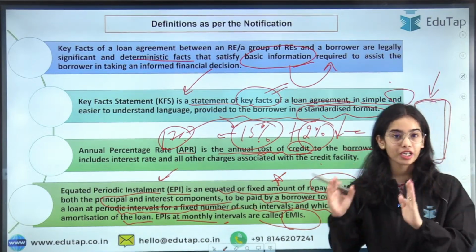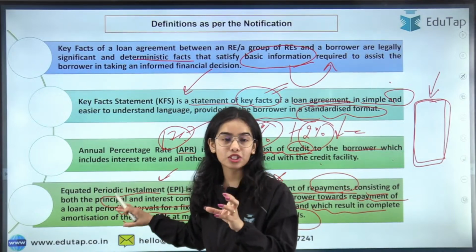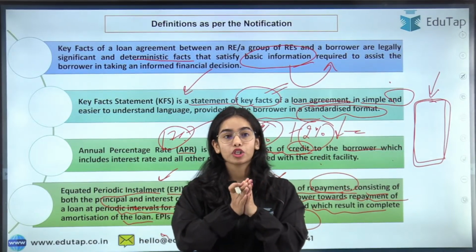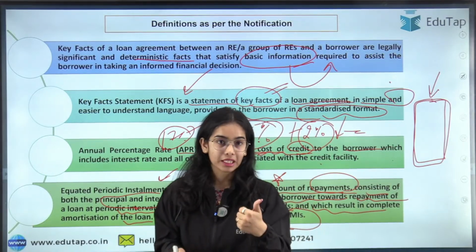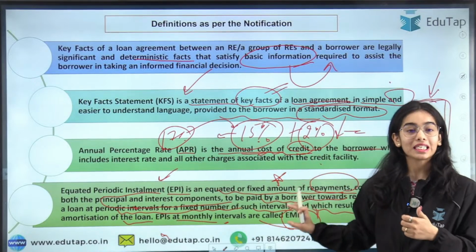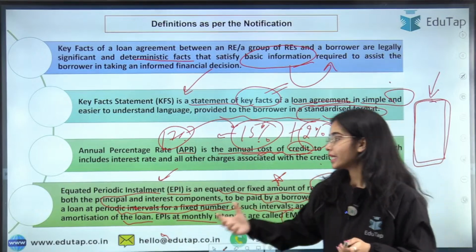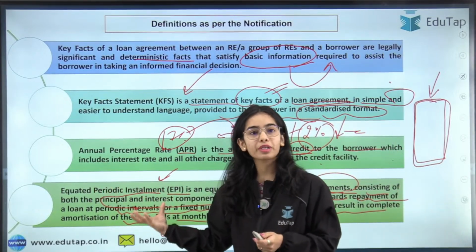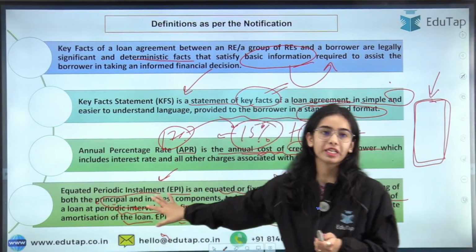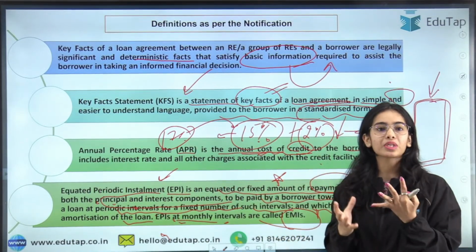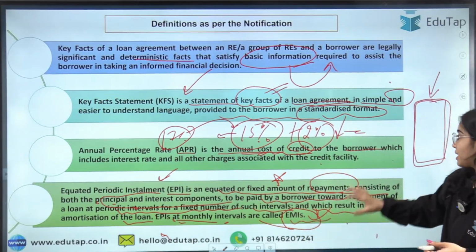So I hope you are aware about this. Now you know that EPIs are the equated periodic installments. It might be happening twice in a month, or quarterly, or monthly. The monthly installments are called EMIs, that is, the equated monthly installments. But if it is happening quarterly, then it will be called equated periodic installment only. Or if it is happening twice a month, then also it will come under equated periodic installment. So that is totally known as equated periodic installments. Monthly, what you are paying is the EMIs. So that is the idea.